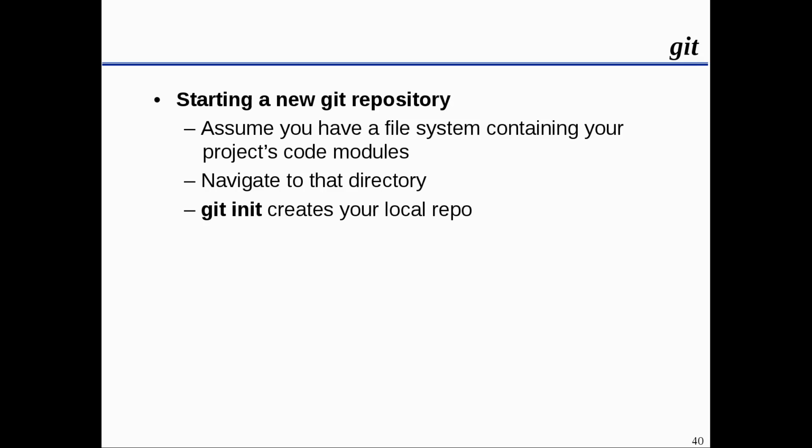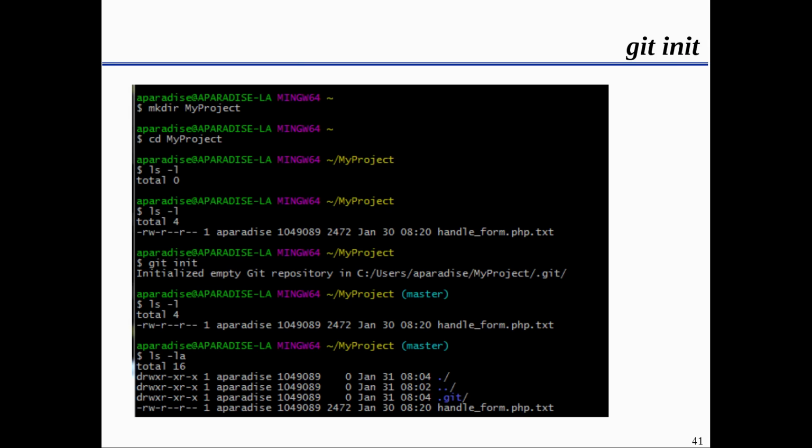Alright, so let's take a look at some of the git commands. Starting a new git repository. First, let's assume you have a file system containing project code modules. Navigate to that directory and run git init, which creates your local repo. So here you can see the steps. They make a directory, then we go into that directory, and now we just do an ls -la, nothing in there. Then after making a file, handleform.php.txt, we run a git init, and you can see initialized empty git repository, and there you go. And now you can see at the bottom we have the .git. That's actually where the metadata is stored.